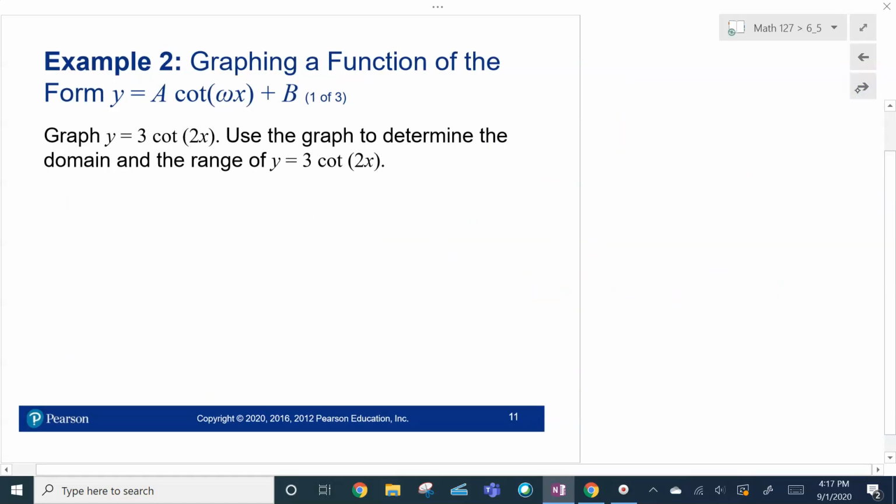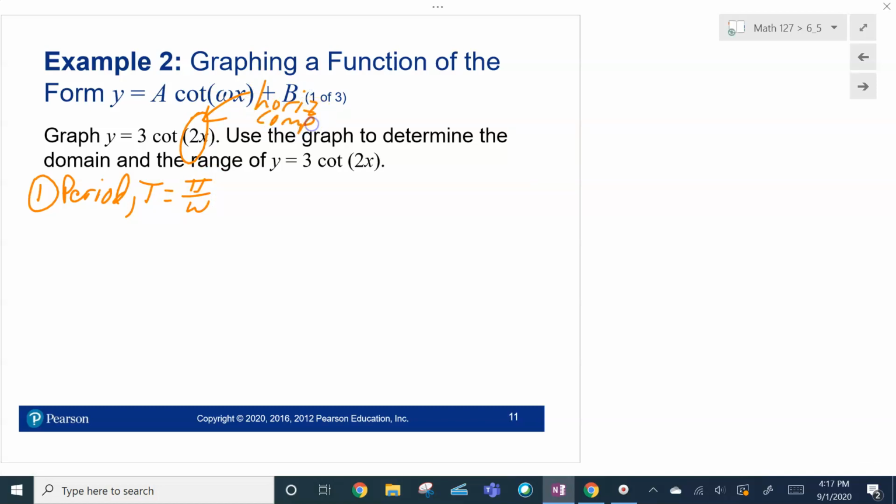All right, 3 cotangent 2x. So now I'm going to start out and then we'll take a look with Desmos here, to make this a little bit quicker. I think you're getting the idea here, hopefully. But your period is pi over omega. This is going to have a horizontal compression because that number is bigger than 1. So in this case, your period is going to be pi halves. So as compared to that cotangent function, it's going to shrink that period. Okay, so it's going to repeat every pi halves.